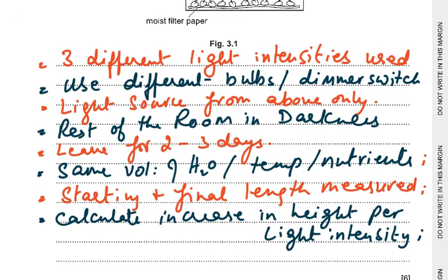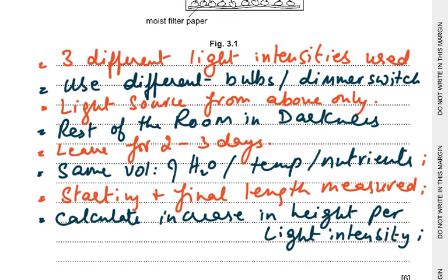So same volume of water and temperature. These are the other variables that you control. Control the other variables. That's very important that you know independent variable, dependent variable, and the control variables. Then you should know the starting and the final length. Then the same volume of water or the same temperature should be maintained. And if you are adding any nutrients, then that should be the same in all the situations.